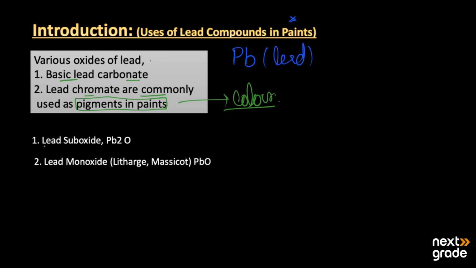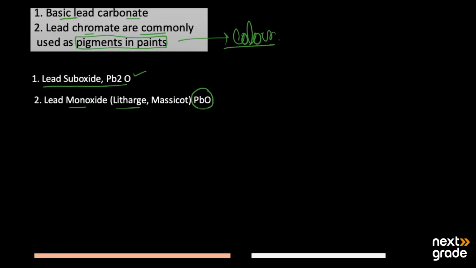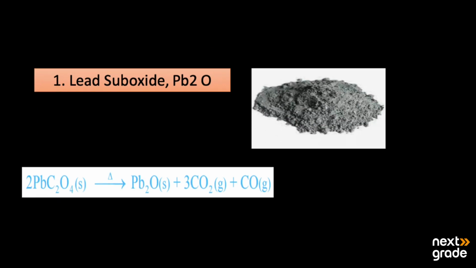The first one is called lead suboxide. It is called Pb2O. The second one is lead monoxide. That lead monoxide is also called, by its common name, litharge or massicot, and its formula is PbO, which denotes lead oxide. Now, how can it be used? Let's have a look at this.